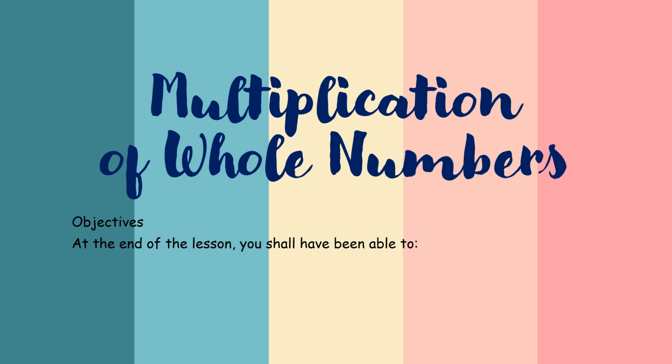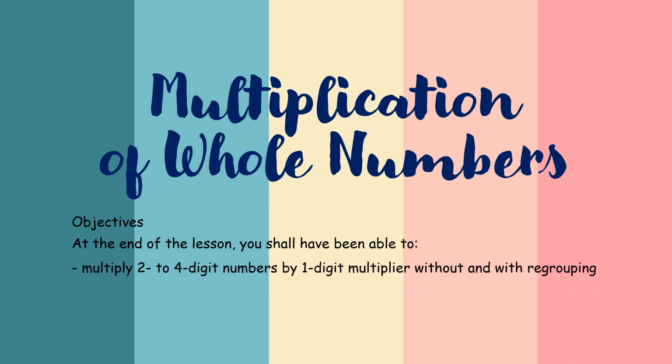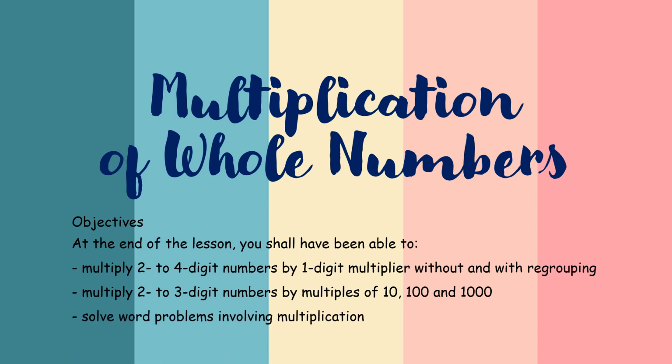At the end of this lesson, you shall have been able to multiply 2 to 4-digit numbers by a 1-digit multiplier without and with regrouping. Multiply 2 to 3-digit numbers by multiples of 10, 100, and 1000. And last, solve word problems involving multiplication.